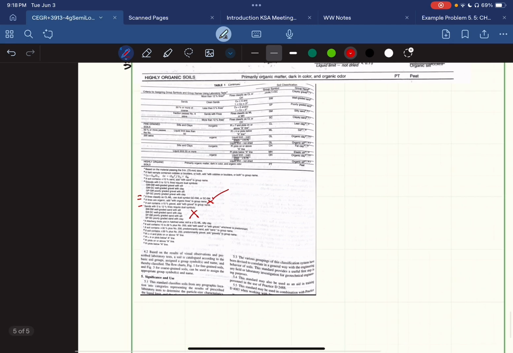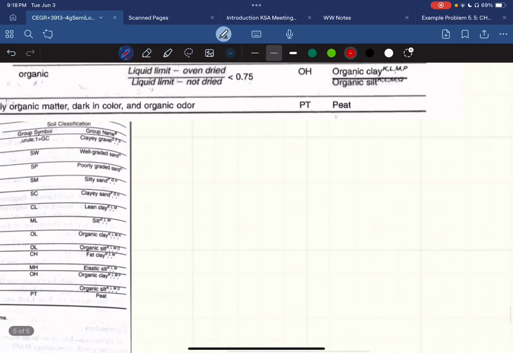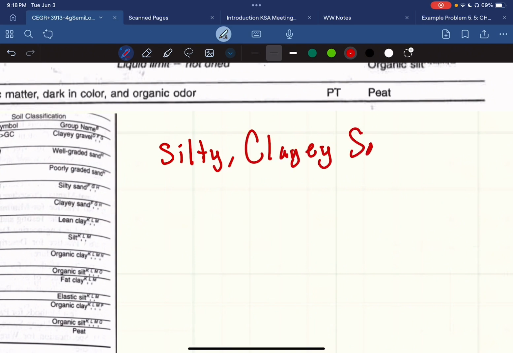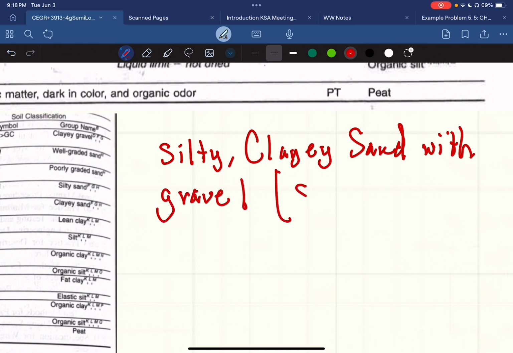So you have officially done all the naming processes. We just gotta write them down real quick. So this one is gonna be silty, clayey sand with gravel, SC-SM.